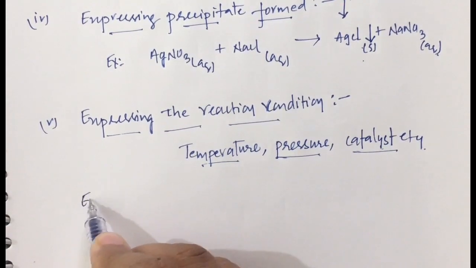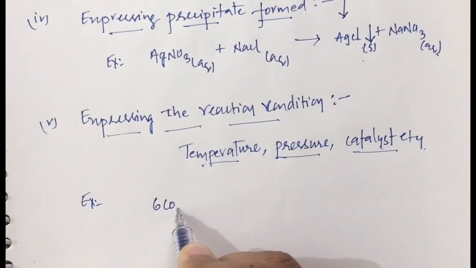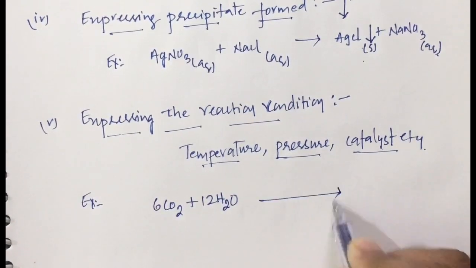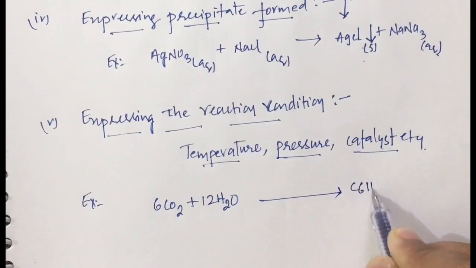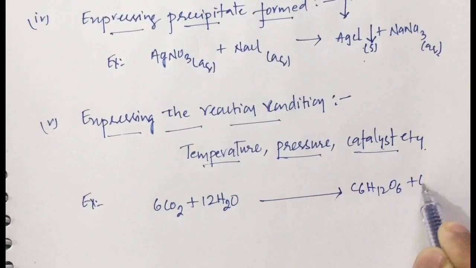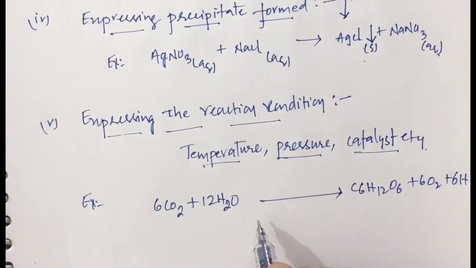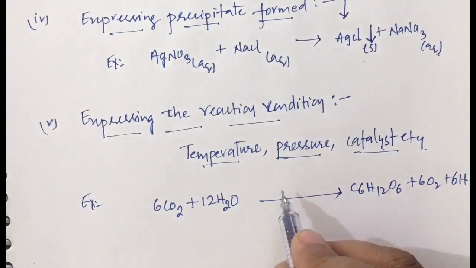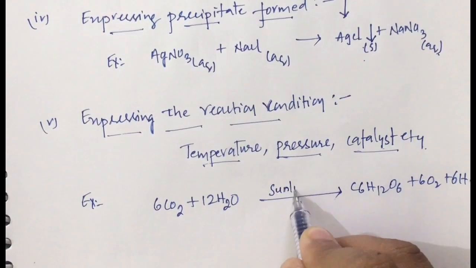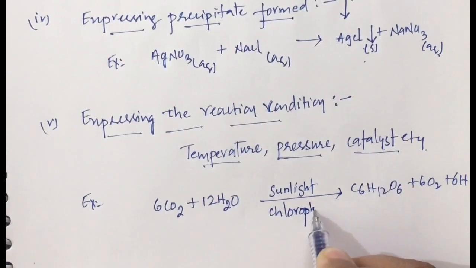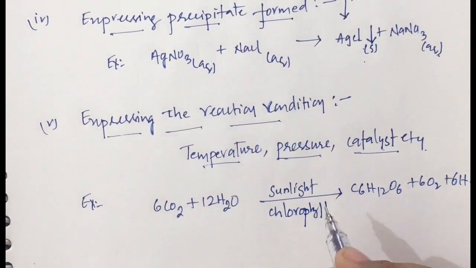For example, 6CO2 plus 12H2O. This is the equation of photosynthesis, and it gives you C6H12O6 plus 6O2 plus 6H2O. This photosynthesis equation takes place in certain reaction conditions like sunlight and chlorophyll. So this is represented above and below the arrow mark.